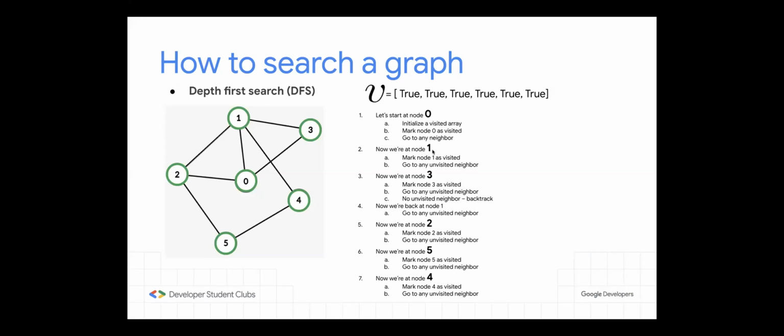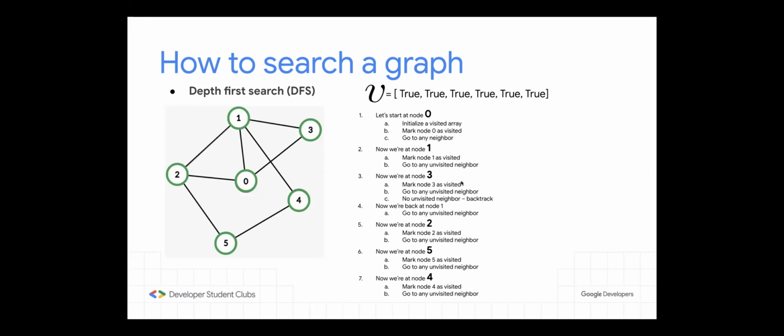And in black here, I've indicated the exact traversal of all the nodes that we went through. We started at 0, we went to 1, 3, 2, 5, and 4. And we don't count the time we backtrack because we've already visited before.